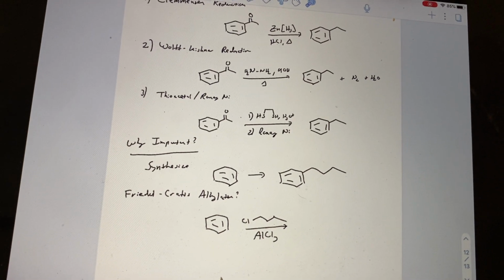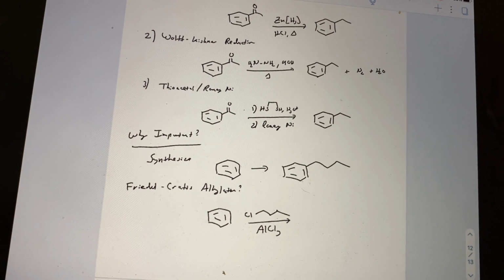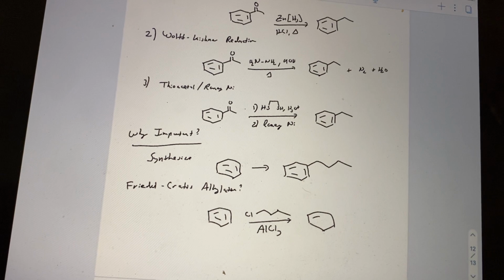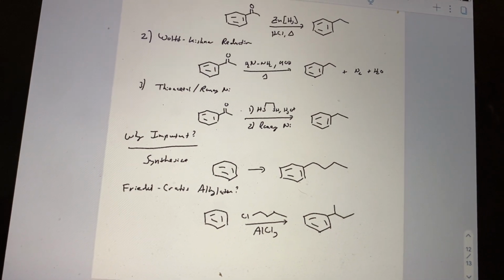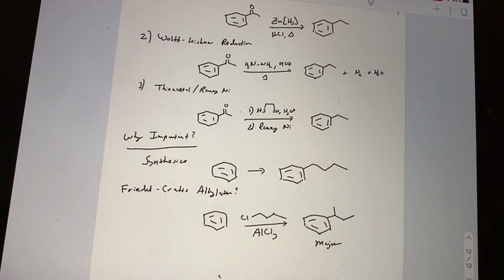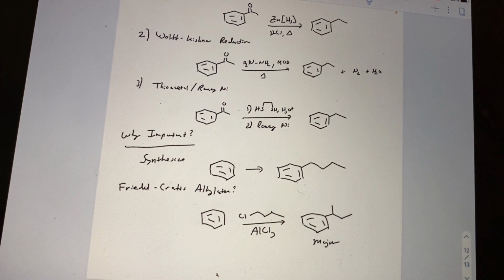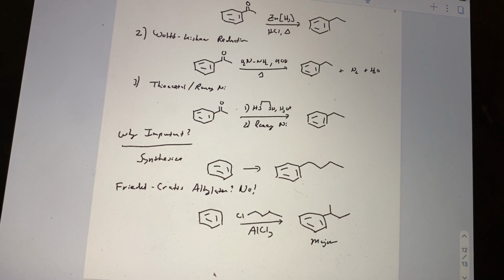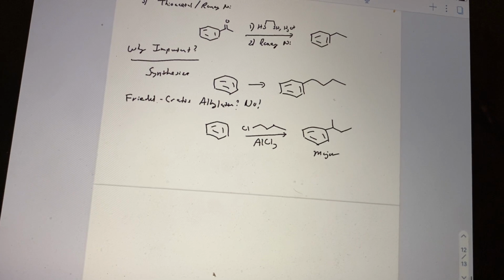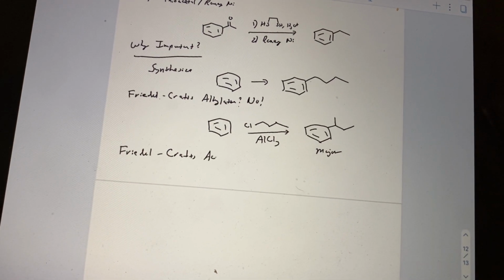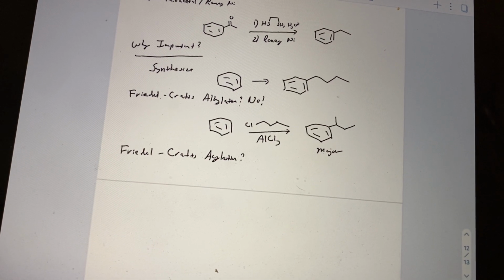However, we're generating a carbocation-like species, so we always have to be on the lookout for a rearrangement. And so we're going to end up with this as our product. So that's not going to work. However, we know that, so I'll scroll up, we'll come back to those. How about Friedel-Crafts acylation?